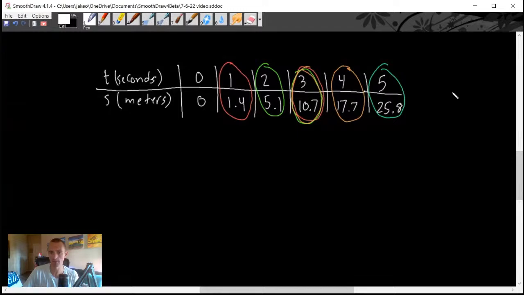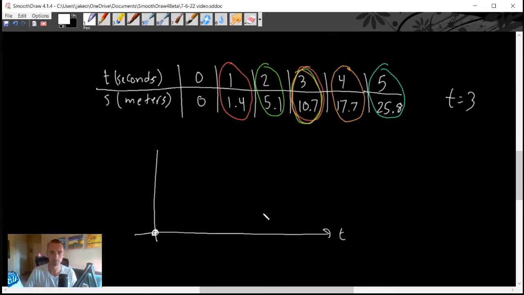So we want to look at when t equals 3. To do that, all we really need to do is sketch a graph of this function here, whatever this function is with these 6 points in it. So basically we have the point 0, 0. Let's label our axes here first. T, S, 1, 2, 3, 4, 5. And then let's just say 5, 10, 15, 20, 25.